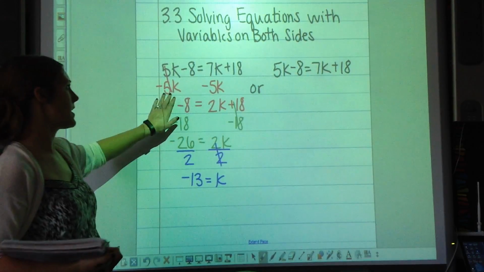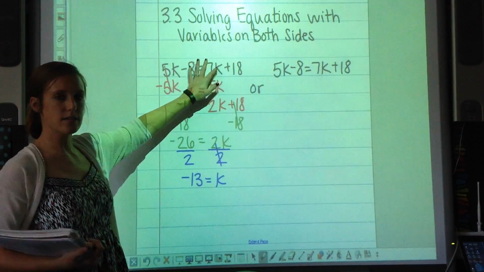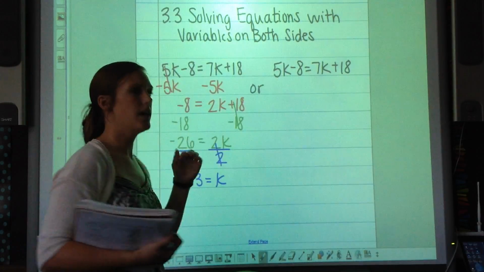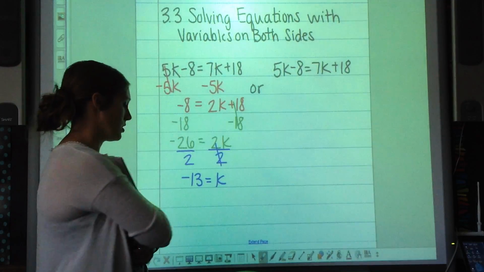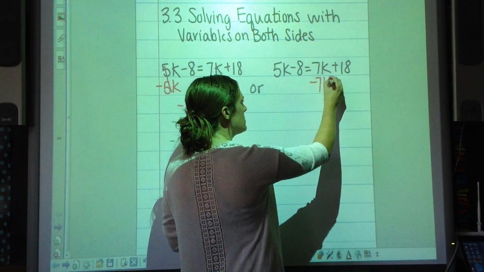So in this last problem, I brought this 5k to the right side. Let's see if we get the same answer if we bring the 7k to the left side. As long as we collect the variables on one side, we should be good to go. So this is a positive 7k. I'm going to subtract.